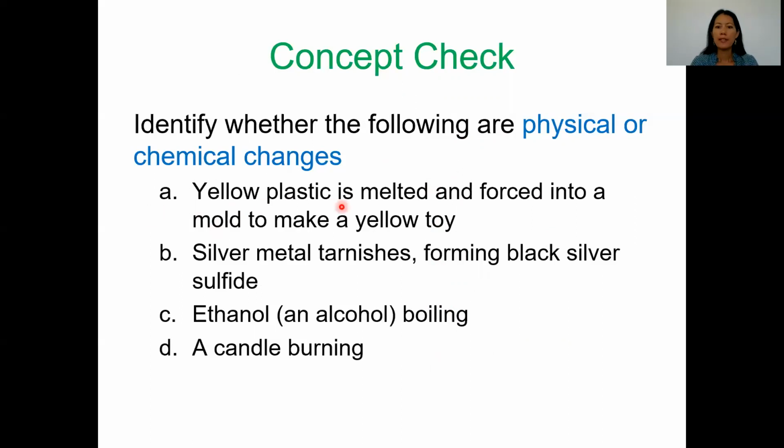So yellow plastic is melted and forced into a mold to make a yellow toy. That's a physical change. Silver metal tarnishes, forming black silver sulfide. When you're forming a new compound, that's a chemical change. And you notice there is a color change as well to black, and the silver is now combined with sulfide, not just by itself as a neutral silver.